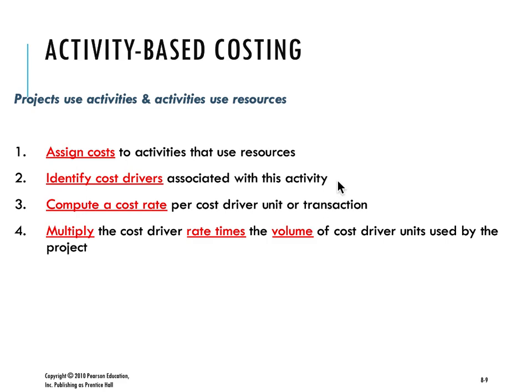Next, identify what the cost driver is. It could be the rent, it could be the staff, the labor, for example, could be the hardware, things like that. Maybe you have to rent hardware or a tool. Then you compute the cost rate, and multiply the driver rate times the volume.